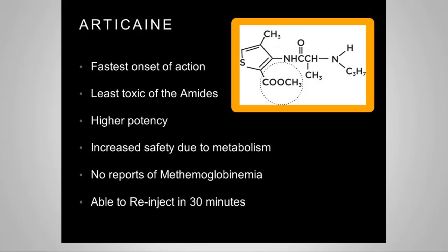So again, it has a good potency. It's the least toxic of all the amides, and it has good metabolism. It's safe. And the beauty of articaine that I've found to be very successful in my practice is you're able to re-inject in 30 minutes. And we'll talk a little bit more about that as well.